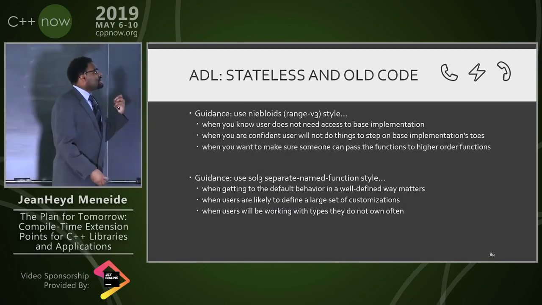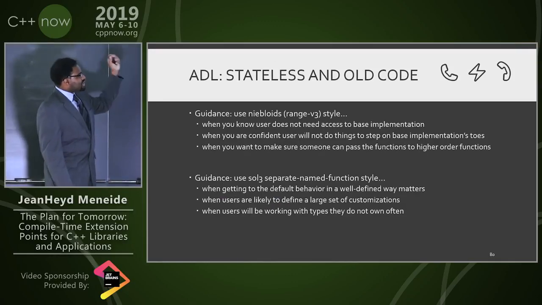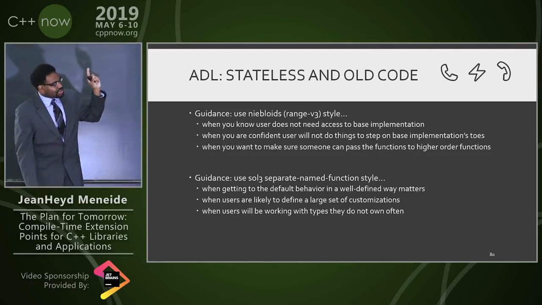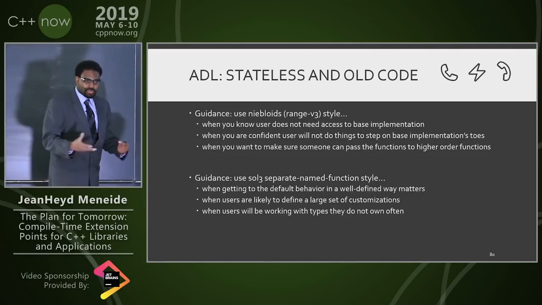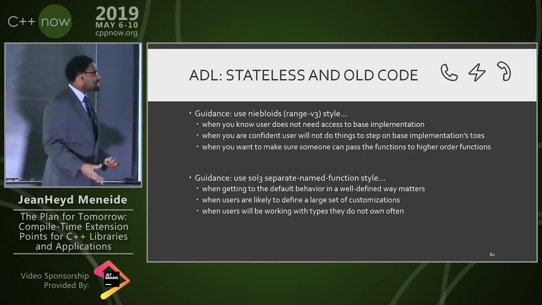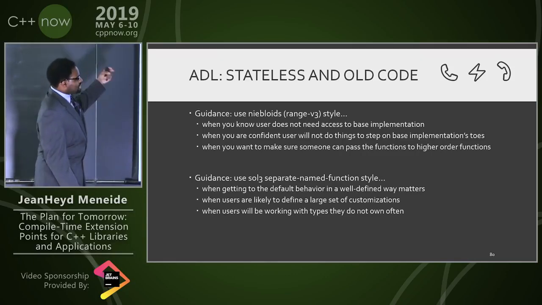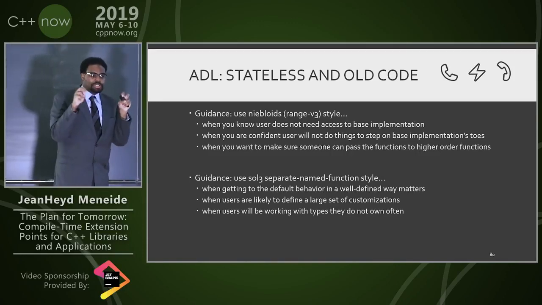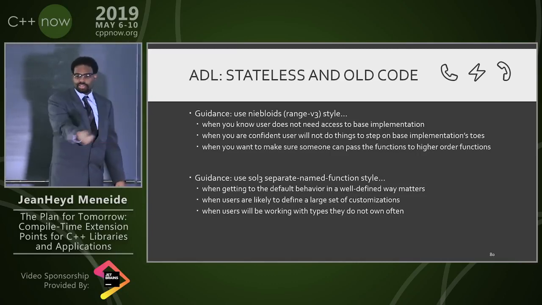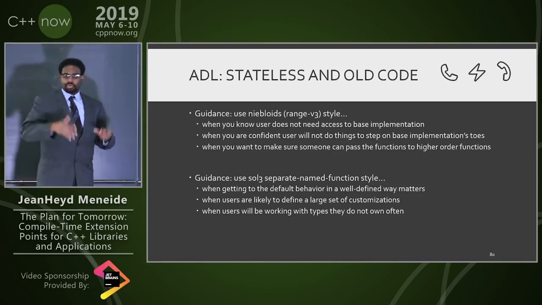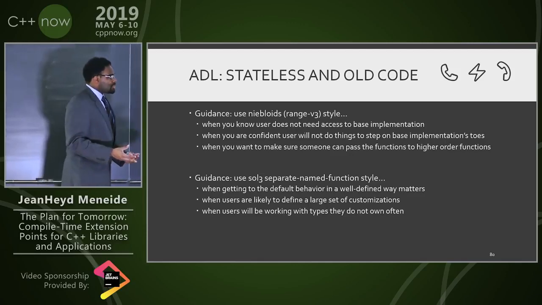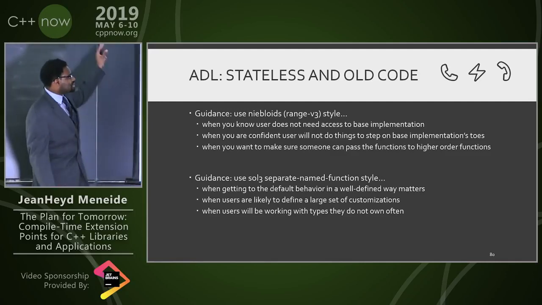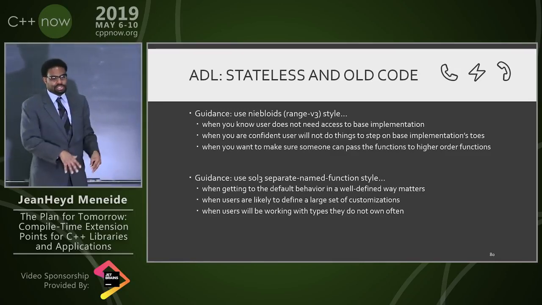But yes, and the other thing is that the guidance is that you should probably use the Niebloid style if the user is not going to step on your toes or write bad overloads for your bad versions of begin and end, and things like that. And when you also want to make sure that these Niebloids can be passed to higher order functions, right? The benefit of this being a function object or a Niebloid is that you can pass it to something like std transform or whatever, and it'll do what it's supposed to do, right? The problem with regular functions is that they're notoriously difficult to work with in C++, right? So the Niebloid space is very good if you want to work with higher order functions and things like that.